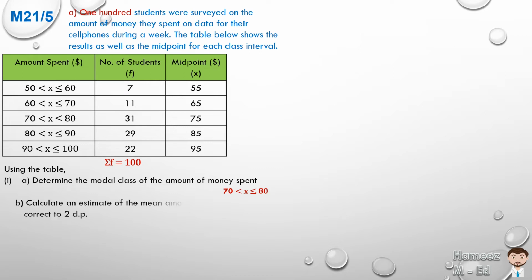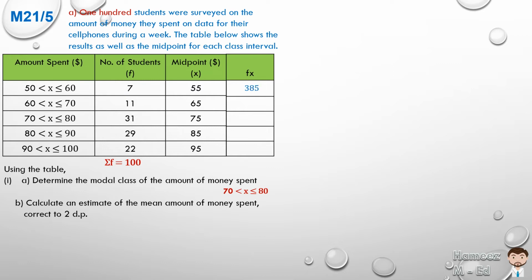And for Part B, calculate an estimate of the mean amount of money they spent correct to 2 decimal places. In doing this, I'm adding a fourth column, fx. So if we multiply f times x, 7 times 55, it will give us 385. And why we are doing that, we are making an assumption that all the students who fit into this category averaged about $55. And there were 7 students, so 7 times 55 will be 385.